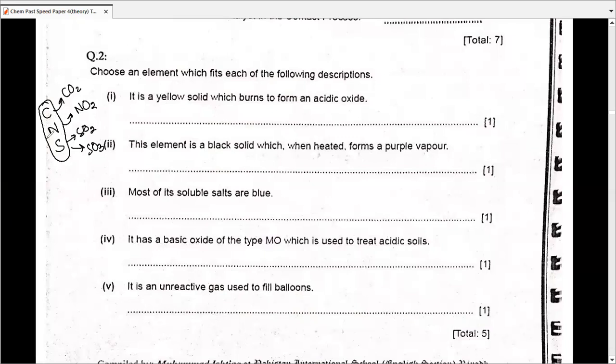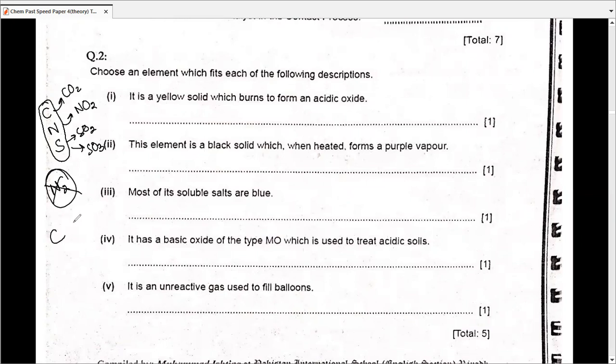Nitrogen exists as nitrogen gas. Come on. Have you seen it as a solid ever in your life? No, of course not. Come on. Sulfur. Sulfur, great. Nitrogen exists as a colorless gas.